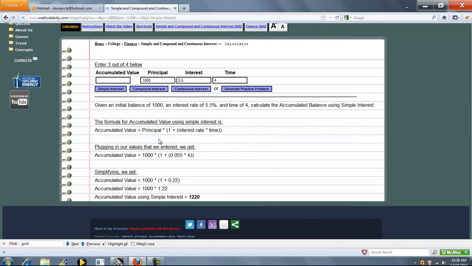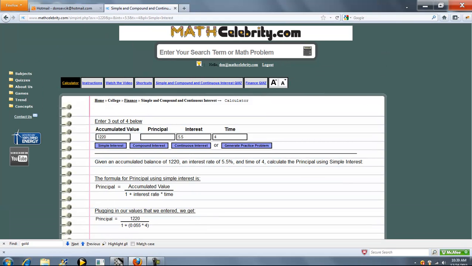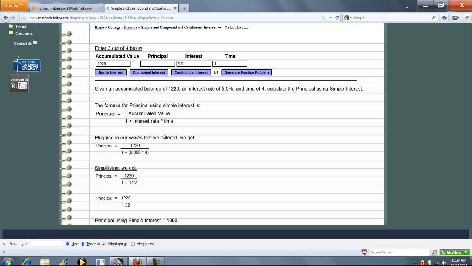So we're going to solve for cumulative value. The calculator lists the formula out, plugs in your known values, simplifies, and gets your answer. So now let's go ahead and solve for principal. We should get 1,000 because we're going to use the same equation for all 4 pieces. So the calculator rearranges the simple interest equation and solves for principal, plugs in your values, simplifies, and indeed we do get 1,000.